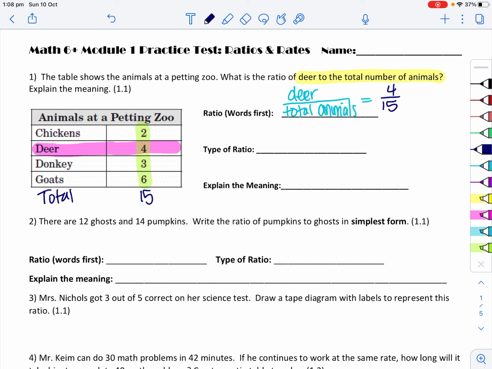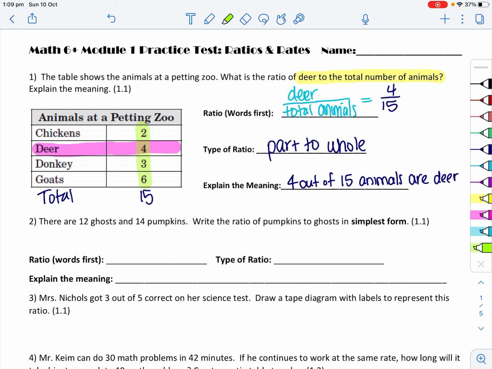The type of ratio is part to whole because I gave part of the group compared to the whole group. And then to explain the meaning, I'm going to say that 4 out of 15 animals are deer, because I'm describing a part to whole relationship.